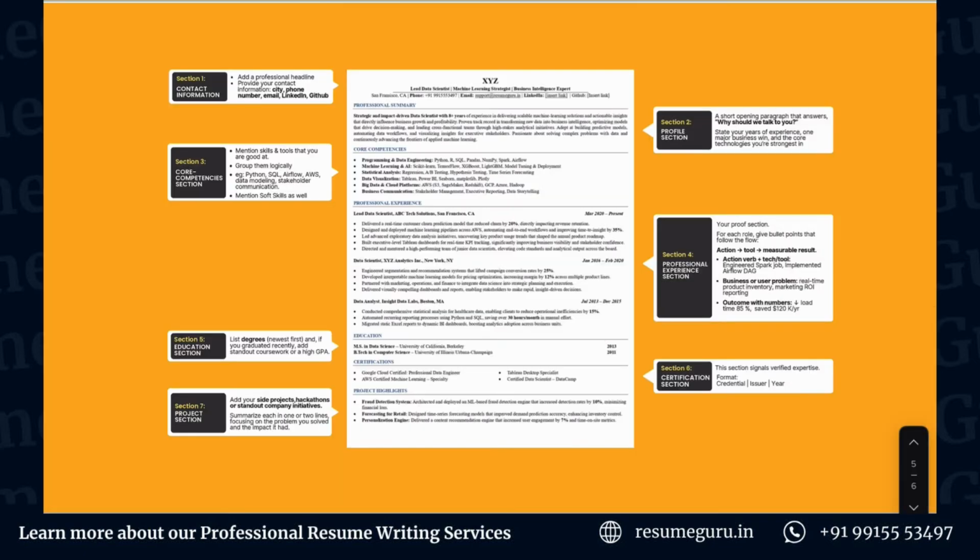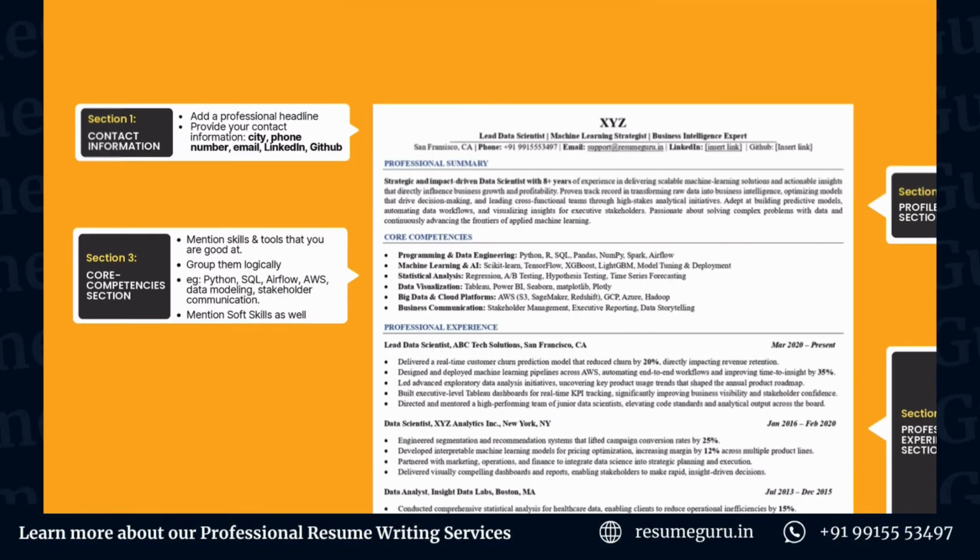This is a sample of a data scientist resume, and we've obviously removed any private information to maintain privacy. Let's go section by section. The first section is the contact information section. This is where you add your name, your city name, phone number, email address, LinkedIn, and even GitHub. You can even add a professional headline where you mention keywords such as lead data scientist, machine learning strategist, business intelligence expert, things like these to immediately give an idea of who you are.